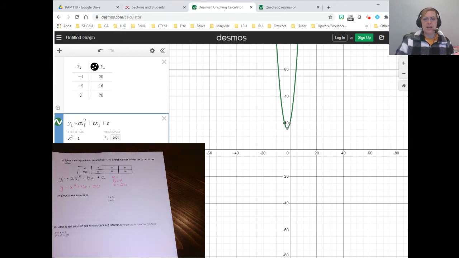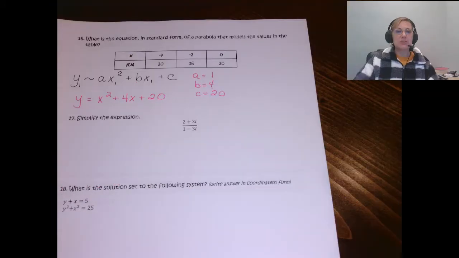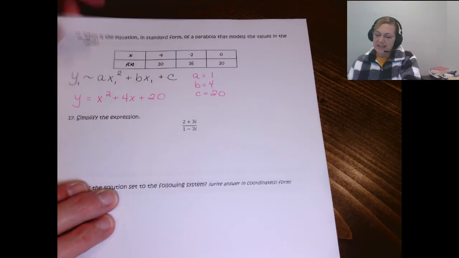Okay, Desmos did all of the work for me, but I have to know how to tell Desmos what I want and how to give it to me in that format. Okay, I'm going to switch back to our document camera because we're going to work number 17 next.